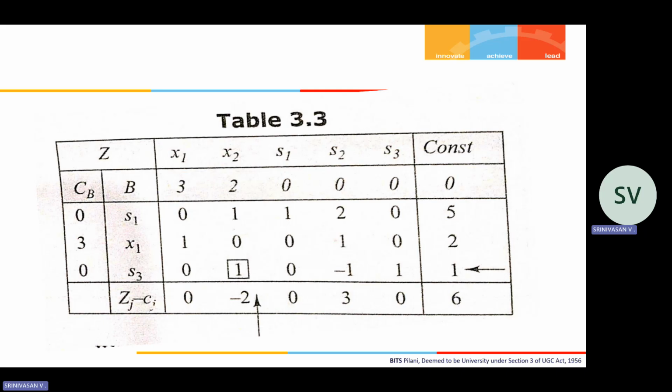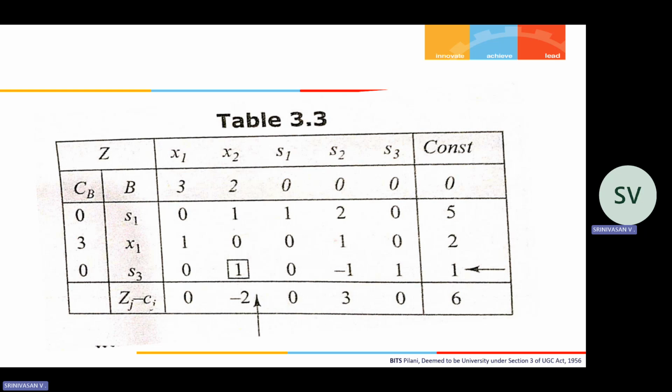How to find out? Go for the ratio. 5 divided by 1, 5. 2 divided by 0, no. You should not take 0 as well as a negative value in the denominator. So the only possibility is 1 divided by 1, which is positive. Therefore, this row is now the pivot row. So you have the pivot row, third row. You have the pivot column, second column.